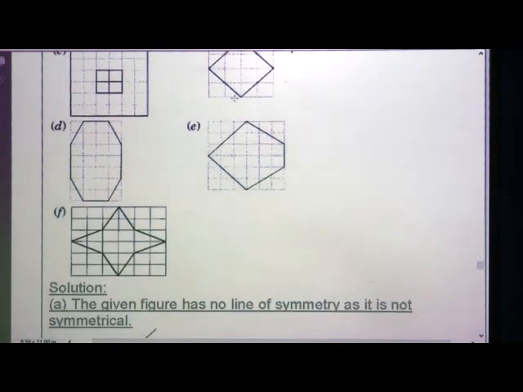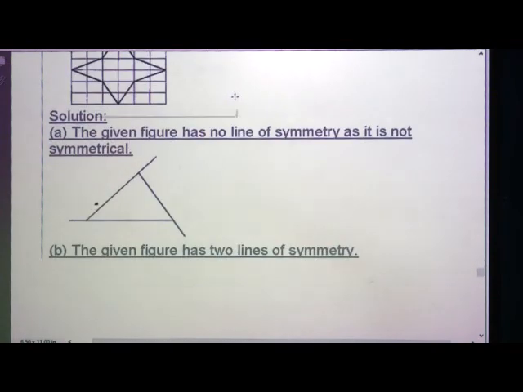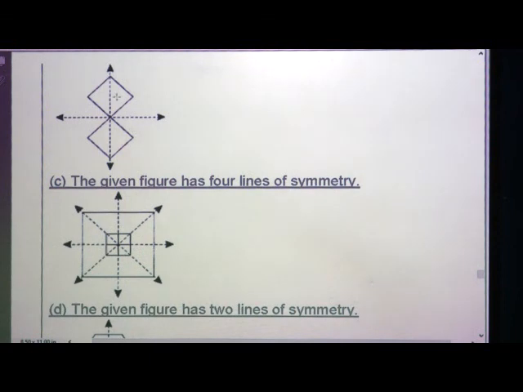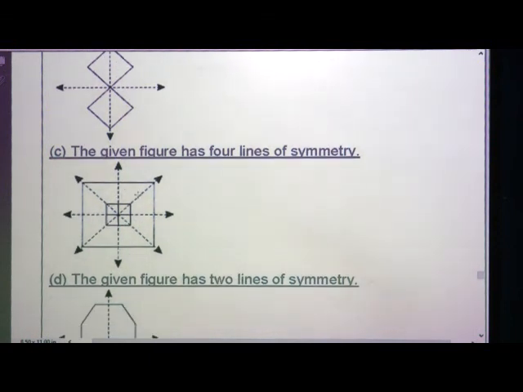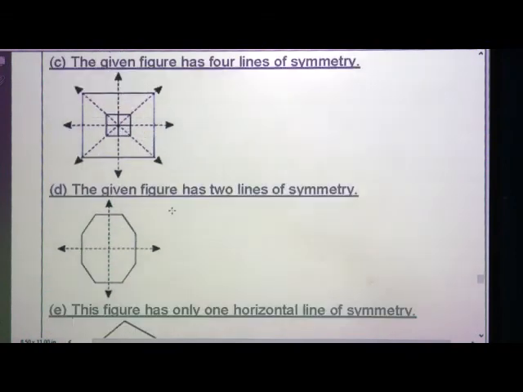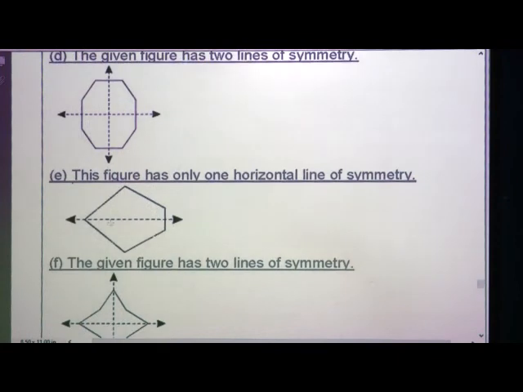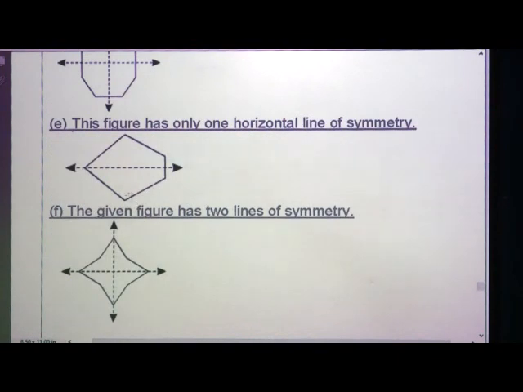So, these figures are given, we need to trace them and find the lines of symmetry. Do we have a line of symmetry for this? No. For the second figure, yes, we have 1 and 2 lines of symmetry. Here we have 1, 2, 3, 4 lines of symmetry. Then for this figure we have 2 lines of symmetry. This figure has a horizontal line of symmetry. This figure also has 2 lines of symmetry.